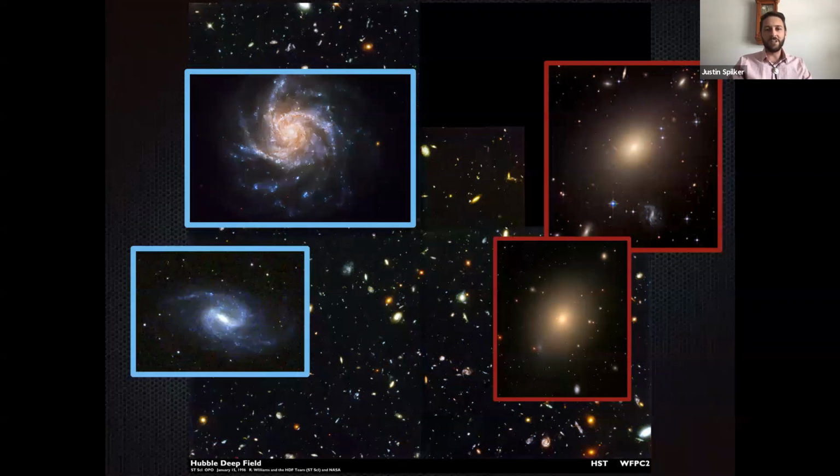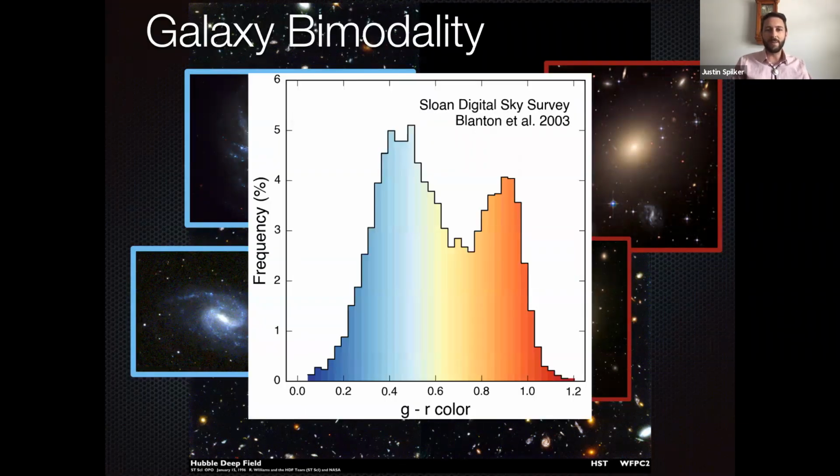And of course, we can do this a little more quantitatively. Here's just one example looking at the distribution of colors from the Sloan Digital Sky Survey. And again, we see that bimodality in galaxy colors, where we have a strong blue population and a strong red population and not all that many galaxies in between.